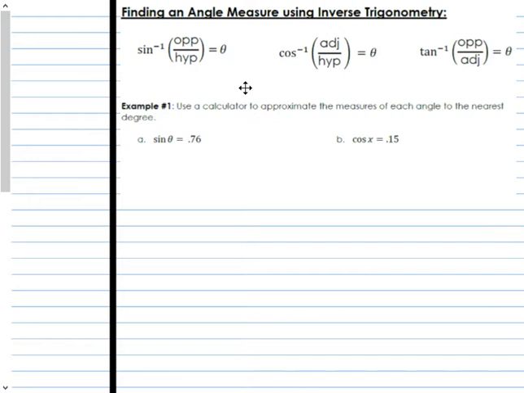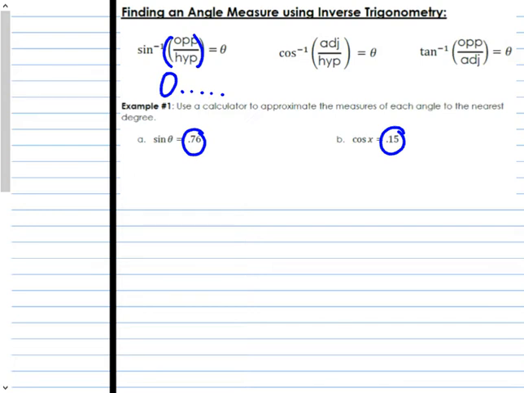So you have to first find what the ratio is. So you have to divide the opposite side by the hypotenuse side, and you'll get a decimal, 0 point something. And then you'll apply the inverse sine function to that. Same thing for cosine and tangent. Now, sometimes, as in example 1, A and B, they give you the decimal already. You don't have to divide two numbers. You just have to then apply the inverse function.